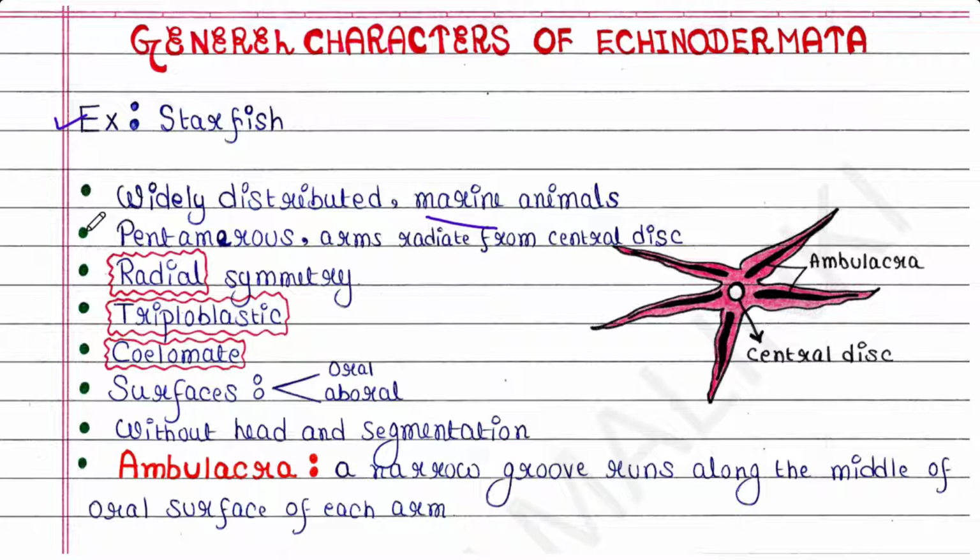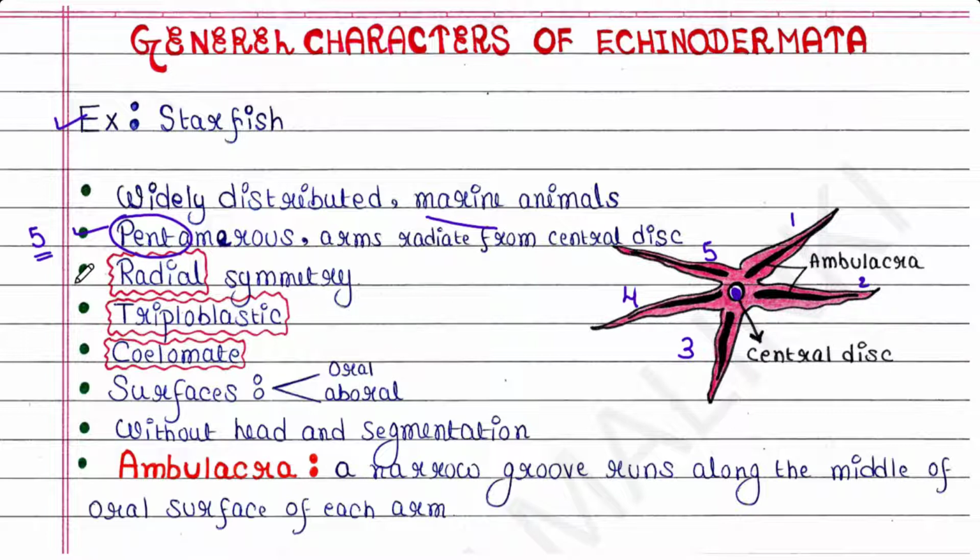They are pentamerous. Penta means 5. That means they have 5 arms. So you can see in this picture 1, 2, 3, 4, 5 arms they have. And those arms are radiating from a central disc. So this is the central disc. From this central disc, 5 arms are radiating.